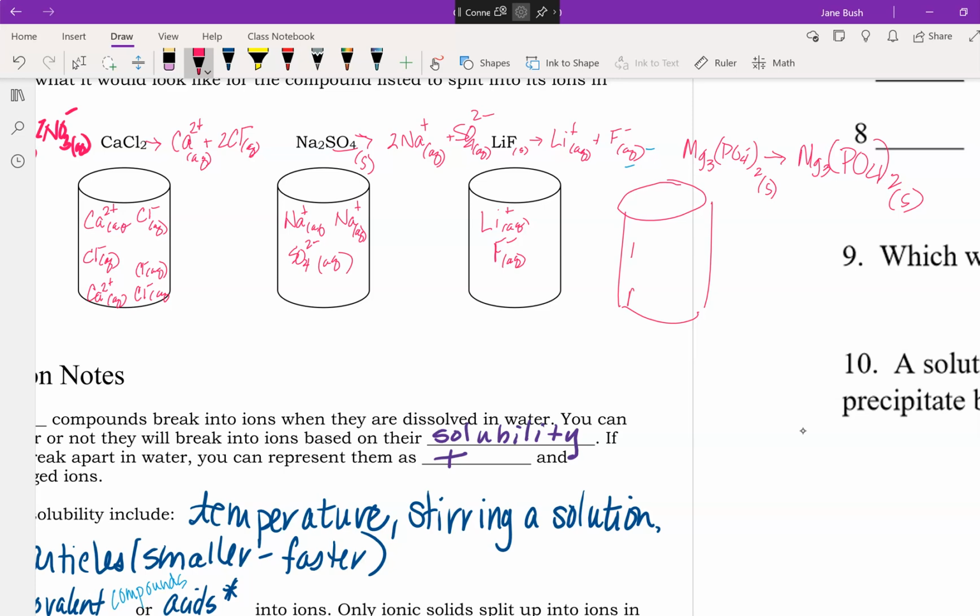So what it's going to look like when you put it in there: you're going to be putting it in as a whole block. This is an example of insoluble. Basically together the whole time. So you would just have examples like this.